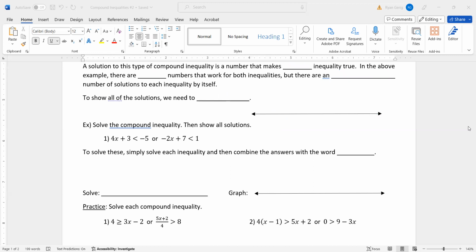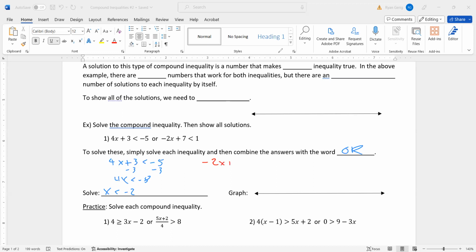All right, let's go ahead and solve one from start to finish. To solve 4x plus 3 is less than -5 or -2x plus 7 is less than 1, you simply solve each inequality by itself and then combine the answers with the word "or." So let's do the first one. This is going to be like solving inequalities number 1. Just have to do it twice. Subtract 3. -5 minus 3 is -8. Divide by 4, I get x is less than -2. I'm going to write that on the line. Now I'm going to do the other one.